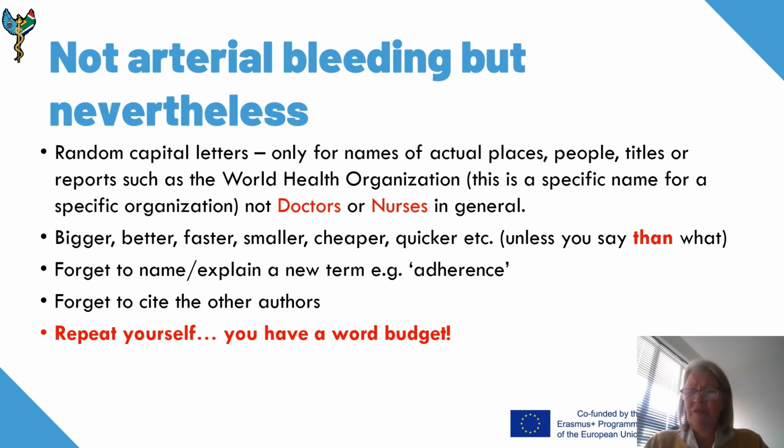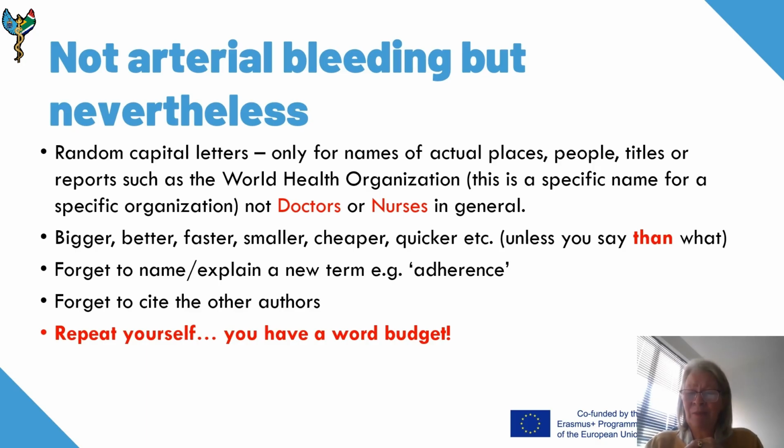Also, if you're saying something is better, faster, smaller, cheaper, bigger, than what? Whenever you use one of those words, you must put than in, or don't write it at all. So it's bigger than, it's faster than before, or faster than measured at baseline, for example.